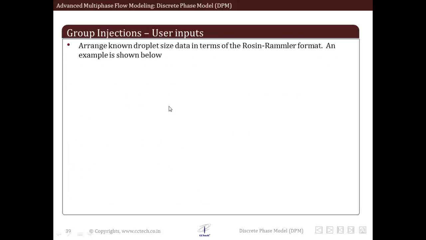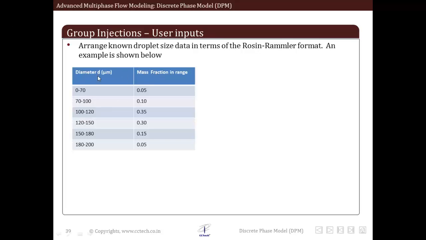Now let us see the steps involved in giving the inputs for the Rosin-Rammler method. First, we arrange the droplet size data in terms of Rosin-Rammler format. We will see how to do this. Let us say, as an example, we have this type of particle distribution. That is, we know from equipment study or experimental study that approximately we have this type of particle distribution within the injections.